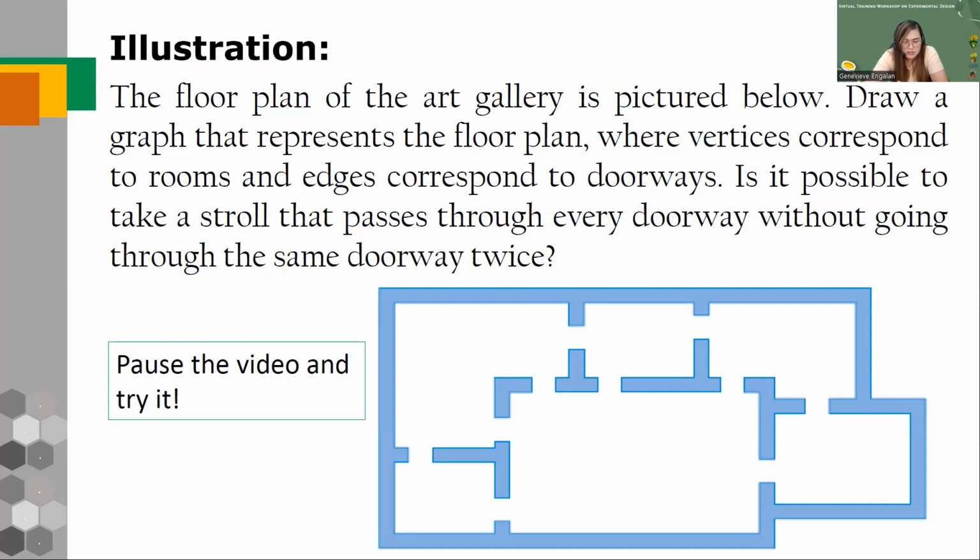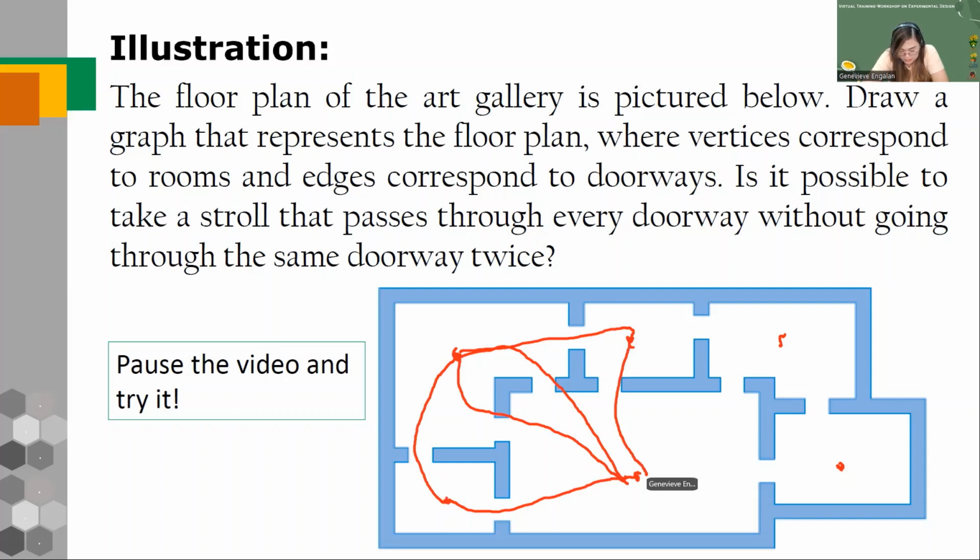So the rooms are the vertices and the edges correspond to doorways. Is it possible to pass through every doorway without going through the same doorway twice? Okay, so to make it a graph, we make dots for the rooms. Then we connect them using the doorways. There is a doorway here, here, and also here. So the vertices are the rooms.